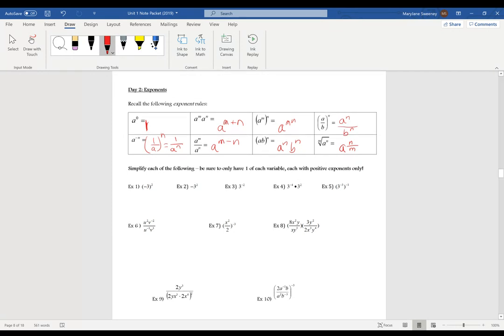Negative 3 squared, so that's like taking negative 3, multiplying it by itself, that's positive 9. This, because of order of operations, is 3 squared is 9, and then the negative stays in front. 3 to the negative 2 is 1 over 3 to the positive 2, which is 1/9. So the base flips, 3 goes to 1/3. The negative 2 flips to the bottom and becomes a positive 2.